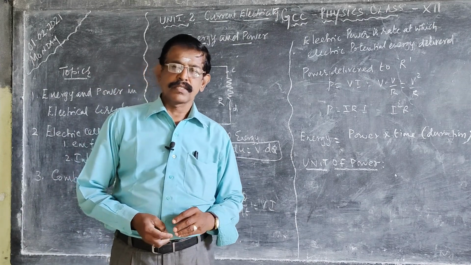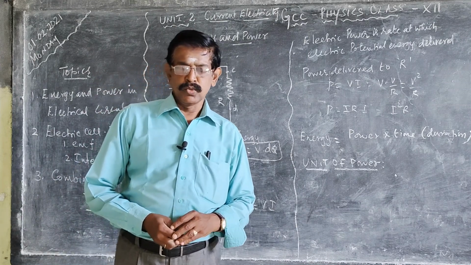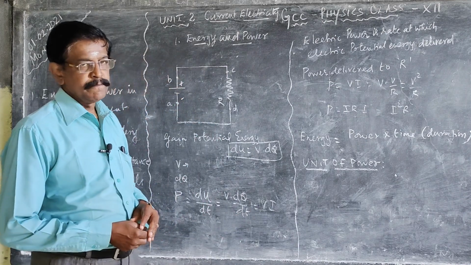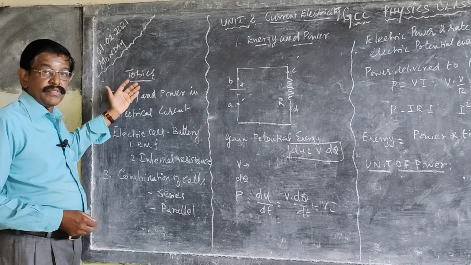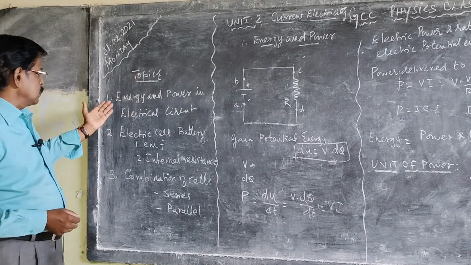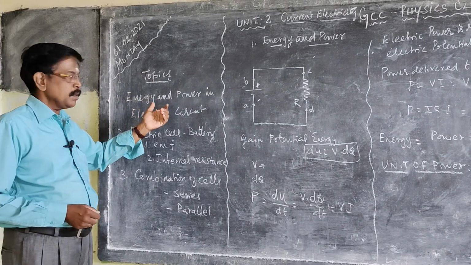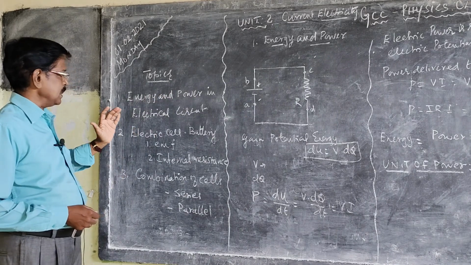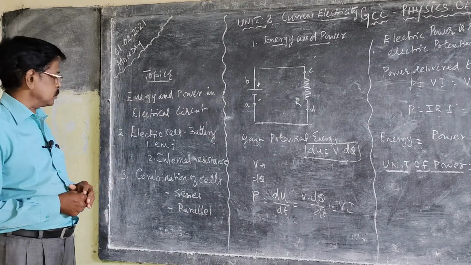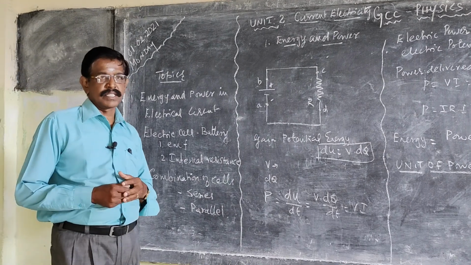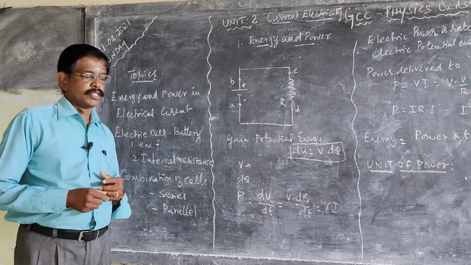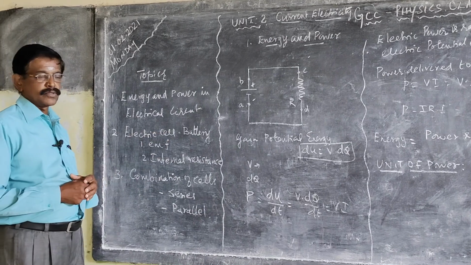Plus 2 physics, unit number 2, current electricity. In this session, we are going to discuss the following topics. The first one is energy and power in the electrical circuit. The second one is, what is an electric cell? What is meant by a battery, that we are going to see.